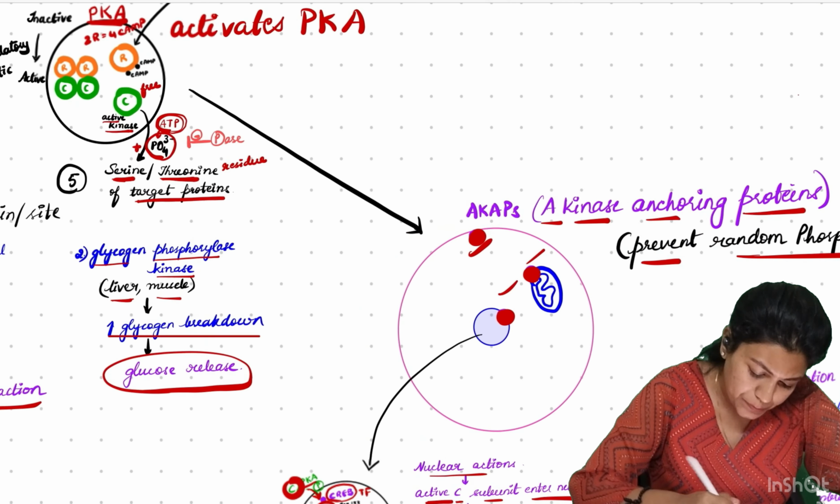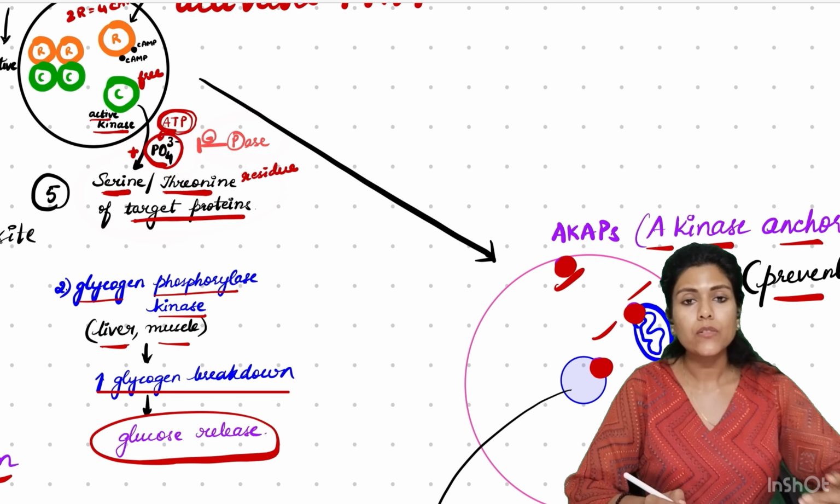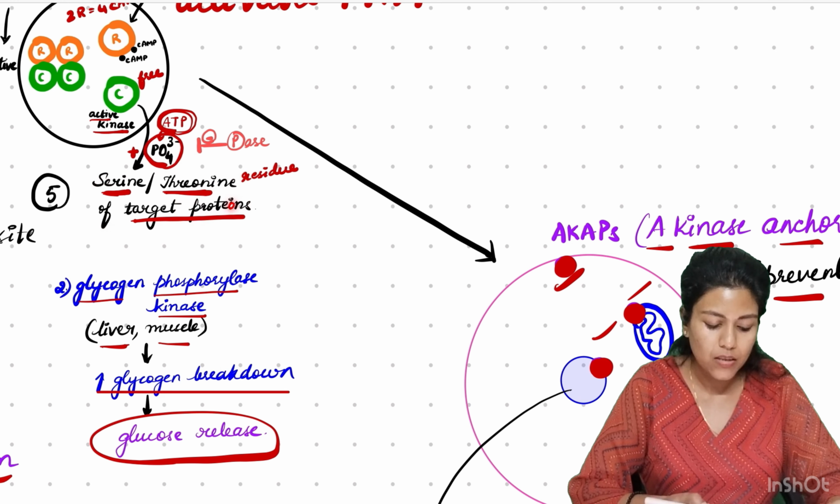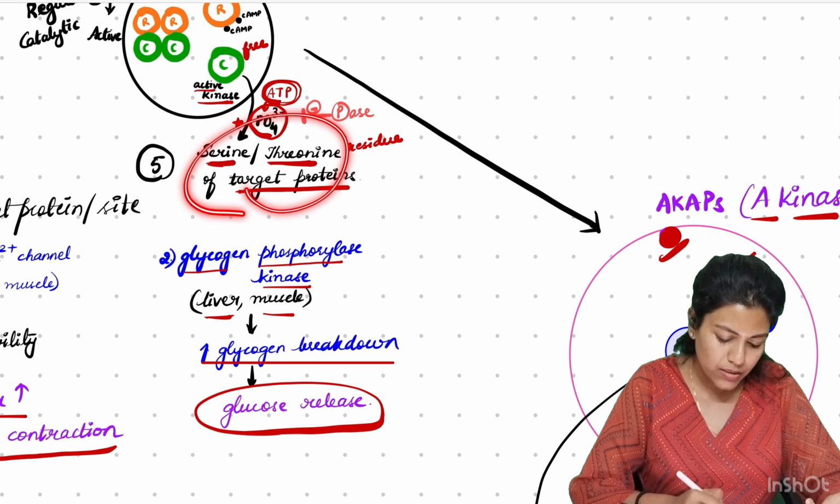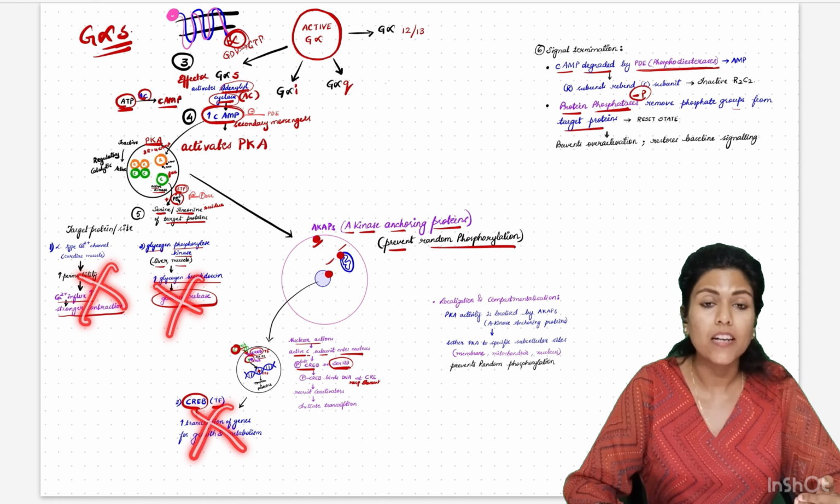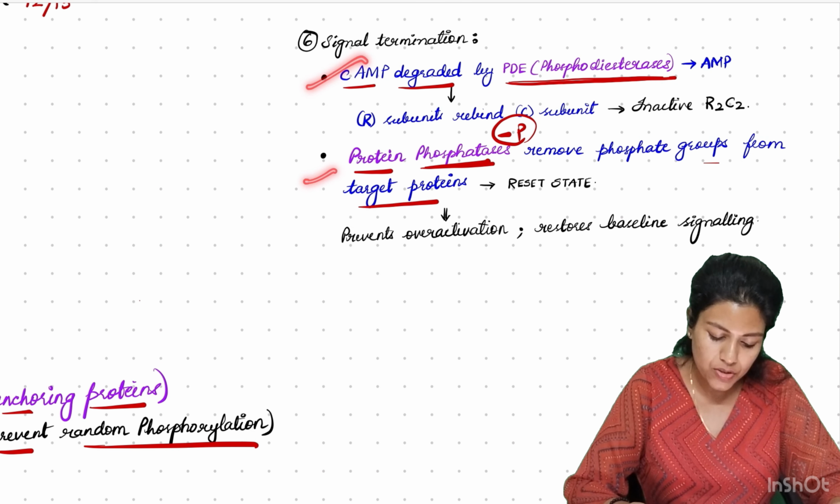So here is the phosphatase acting on these target proteins, where it will bind to serine and threonine. It will remove the phosphate groups from here. Because there's no activation, in this pathway the final output does not happen. So this is about how the signal termination occurs.